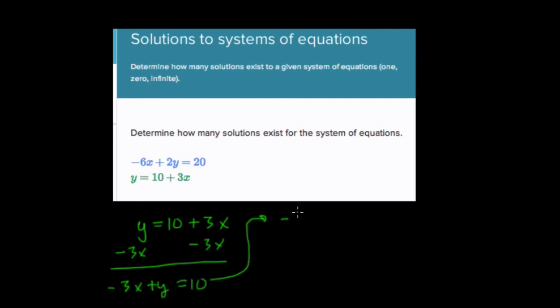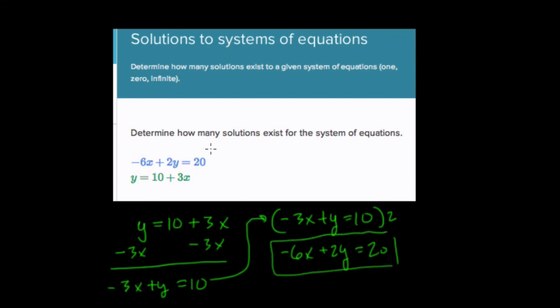Now, with negative 3x plus y equals 10, it's kind of like each term is half of the other expression, which is negative 6x plus 2y equals 20. If I double everything, I get negative 6x plus 2y equals 20, so I get the exact same equation, just written in two different forms initially. That means these things always have a common solution, so it's infinite. And this requires you to manipulate and see that one is just a scaled up version of the other.